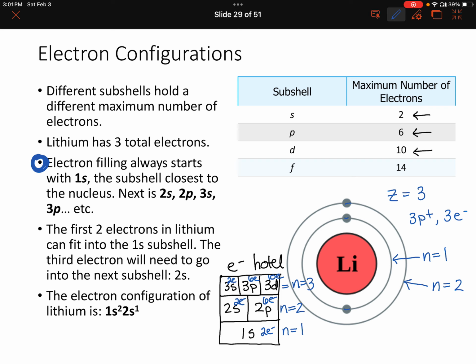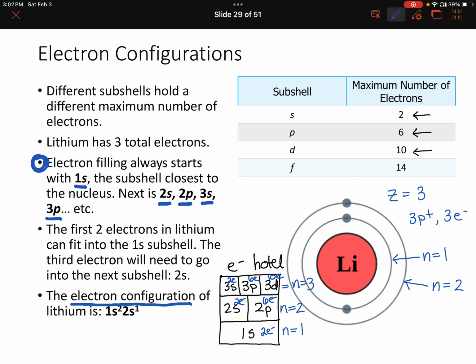Electron filling always starts with 1s. And then we go to the next highest shell. So that's going to be 2s, followed by 2p, 3s, 3p. So that means we're starting at the lowest energy first and then just going up to the next highest energy level. So that's going to give us what's called an electron configuration.